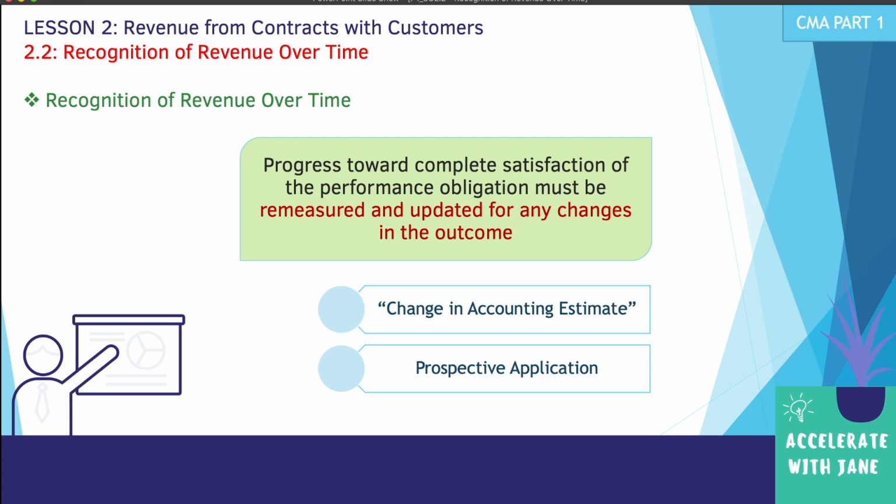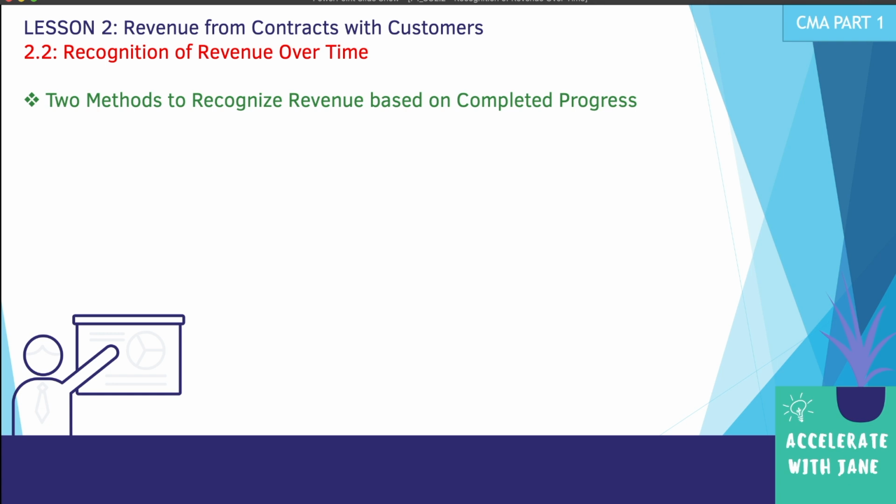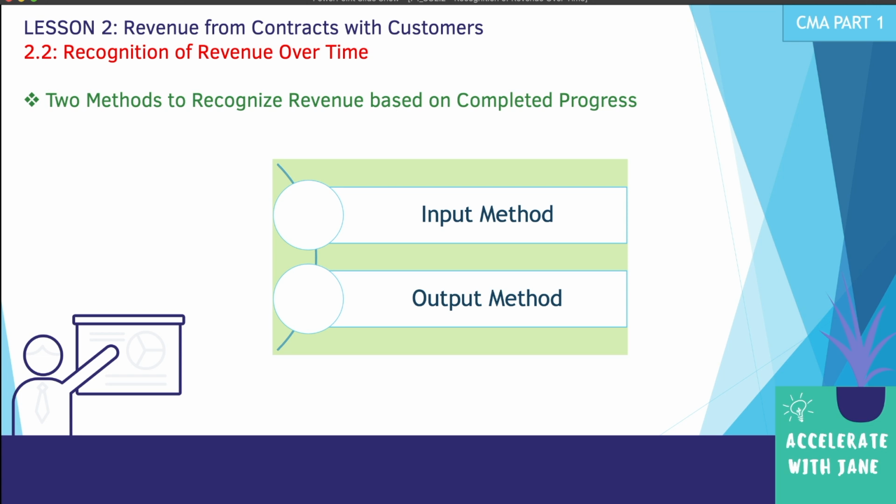What do you mean by prospective application? If there's any change in estimate, when we say prospective application, we apply the change in estimate during the current and future periods only, meaning we do not apply the changes in the prior periods. Prospective is the opposite of retrospective. Prospective, we apply the change in the current period and the future periods. On the other hand, if it is retrospective, we apply the estimate in the prior period. So for revenue, since it's a change in estimate, any changes should be applied in the current period and future periods. I hope that's clear. We have here two methods to recognize revenue based on completed progress. As mentioned earlier, in recognizing revenue over time, we base it on the completed progress. So how do we actually measure progress? We have two methods to measure completed progress: first, the input method, and second, the output method.